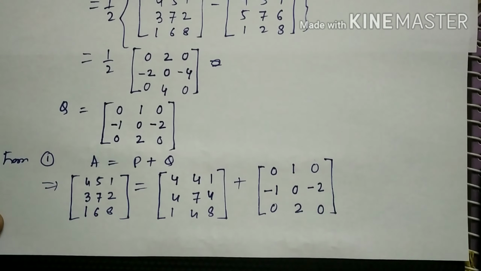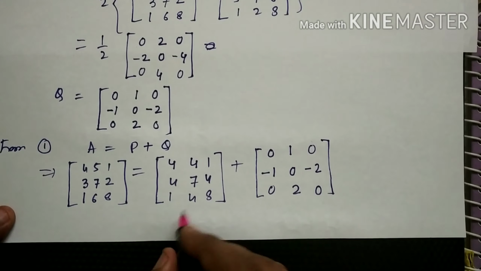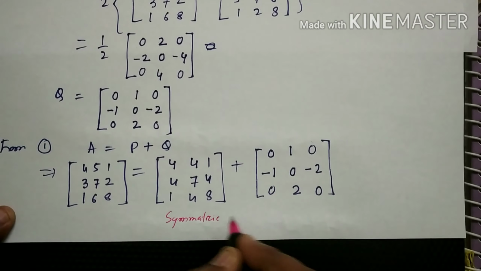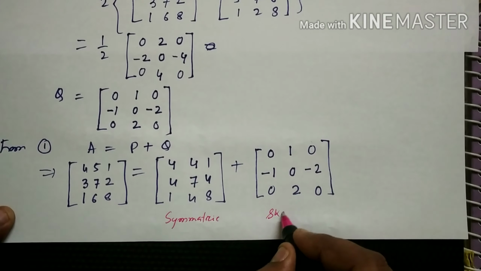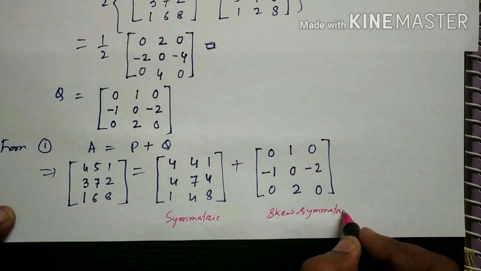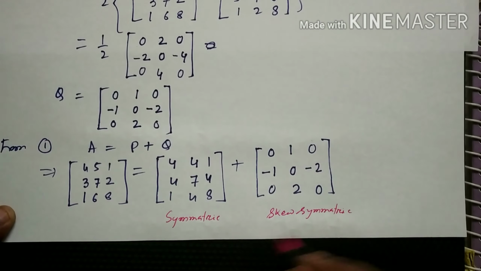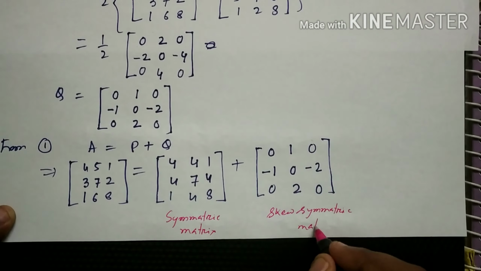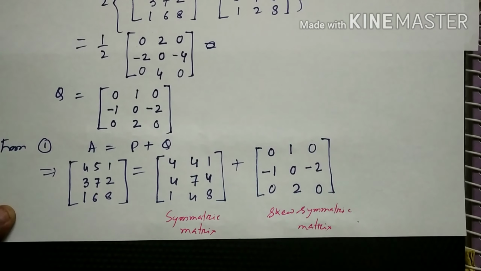Okay, this is a symmetric matrix and this is a skew symmetric matrix. That's all.